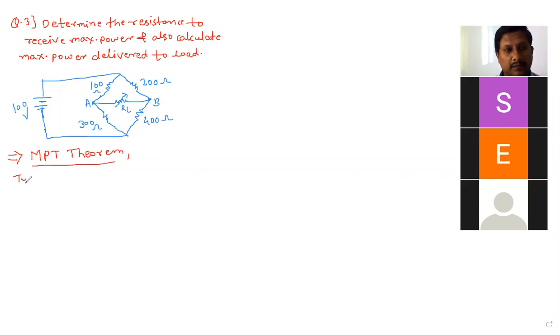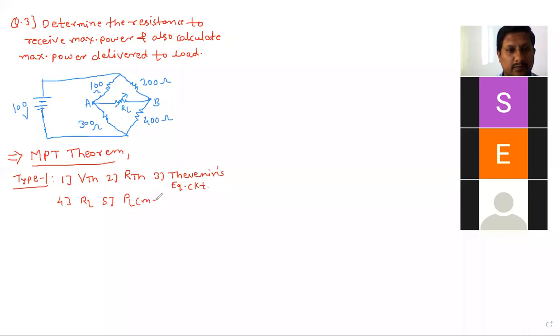Okay. So type 1, because only independent sources are present, that is 100 volt. So in type 1, we are going to calculate VTH. Second one RTH. Third one Thevenin's equivalent circuit. And fourth one is calculating RL value. Fifth one is PL max. So these 5 points we have to calculate.